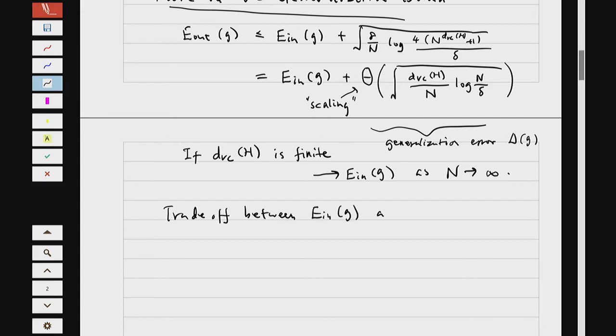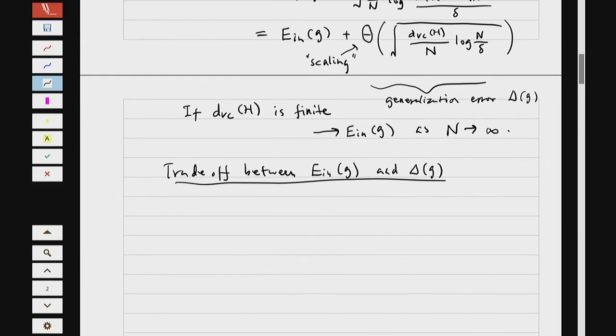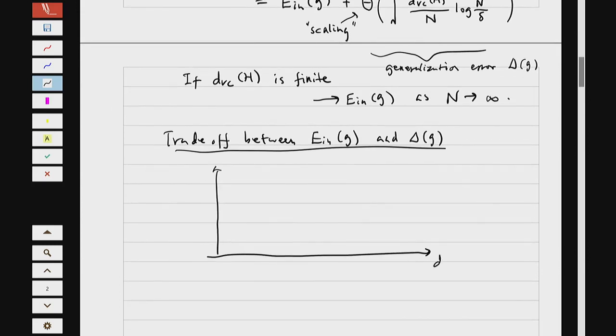Last week we discussed the trade-off between E in and delta G when M is finite. Turns out that when M is infinite, you can still do the same trade-off analysis. You can draw a very simple, similar picture, only that here, instead of putting M there, your M is infinite, so it's better to put dVc, the Vc dimension. The Vc dimension will represent the model complexity, how complex the model is. The higher the Vc dimension, the more effective hypotheses you have, therefore the model is more complex. So this is instead of M that we have seen before.